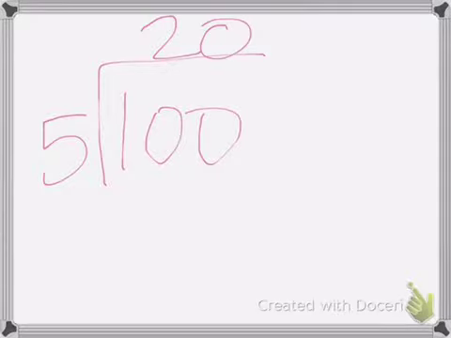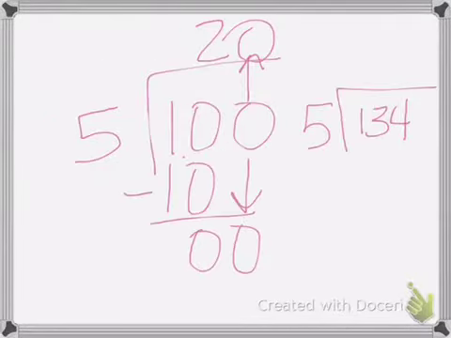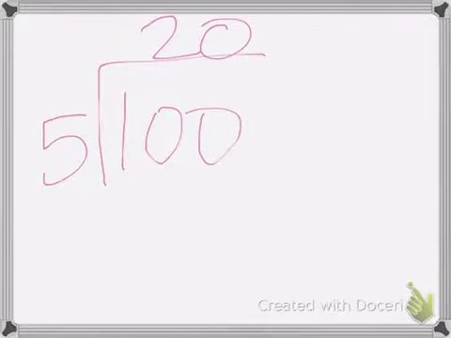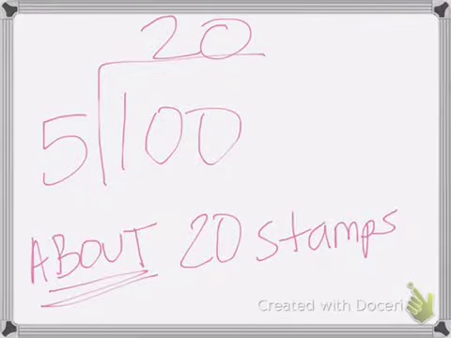And how can we label this answer? Let's go back to the question. It says about how many stamps should go on each page. So what would we put as a label? 20. We want to put about 20 stamps on each page, or 20 stamps on each page.